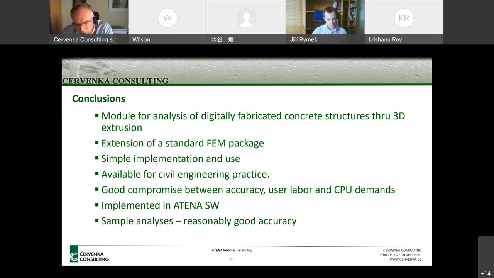For instance, rather than defining the path by some Excel file, which is the current state in ATENA, we have already implemented, and now we are transferring it into the commercial version, the possibility that as an input for the printing path, you directly take the G-code that you use in your printing machine. So this simplifies this definition very much.